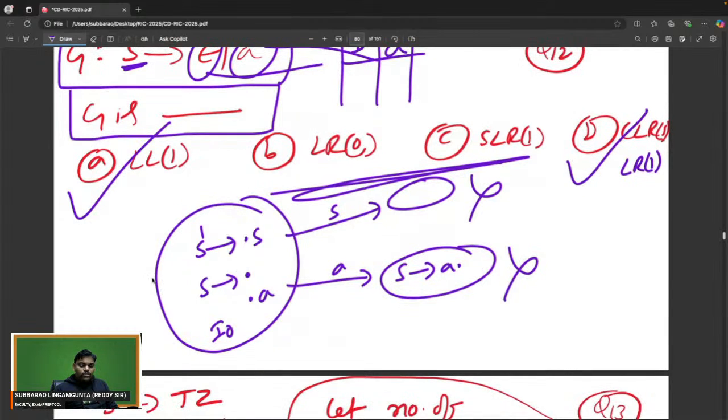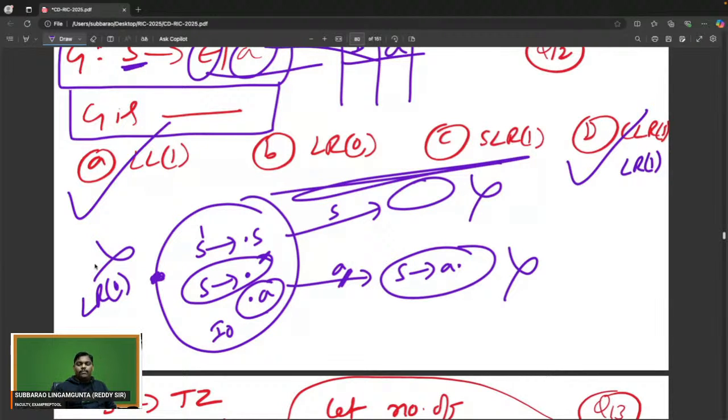In the I0 state, if you observe, this is the completed item and this is not a completed item. On a terminal there is a shift entry. For a completed item, reduce everywhere. So everywhere reduce, and at A shift there. So LR0 fails.